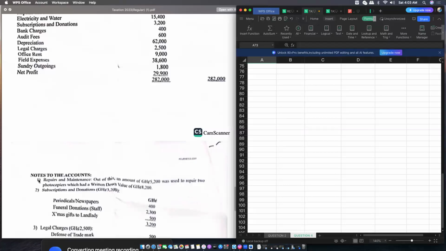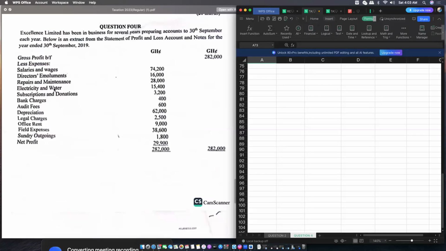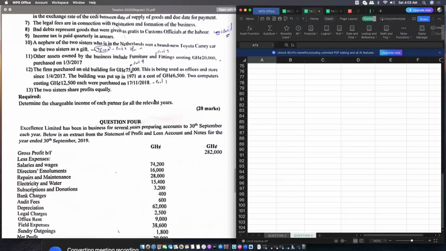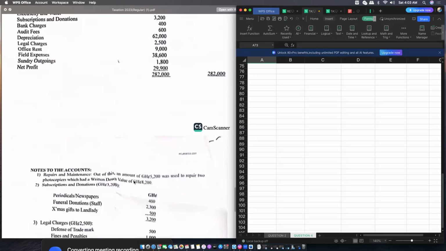Go to note 1. Ignore the repairs and maintenance in the trial balance. Go to note 1 and you see the repairs and maintenance. Out of this, an amount of 5,200. So meaning out of the 28,000 you are seeing in the trial balance, we were told that 5,200 was used to repair 2 photocopiers, which had a written down value of 8,200. So we'll add back the 5,200.